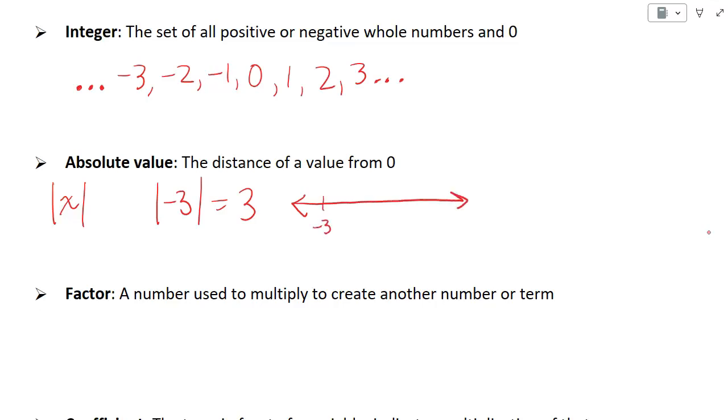Okay, here's -3. Pardon the handwriting, it's on a screen. So here's -3. We're counting the spaces to 0: 1, 2, 3. We only measure distance in positives. So 3 spaces from 0. Whereas the absolute value of a positive number is going to be positive as well. So it's always going to be expressed as a positive. That's the key to absolute value.